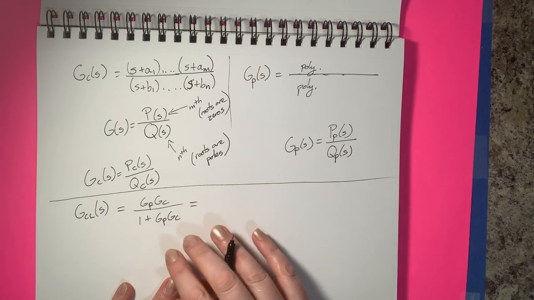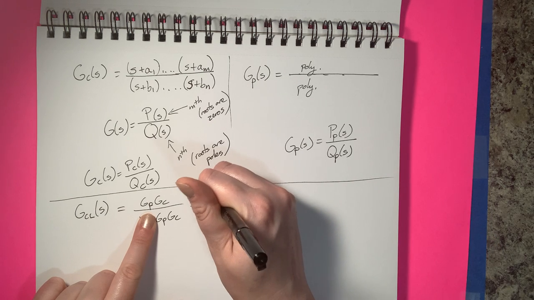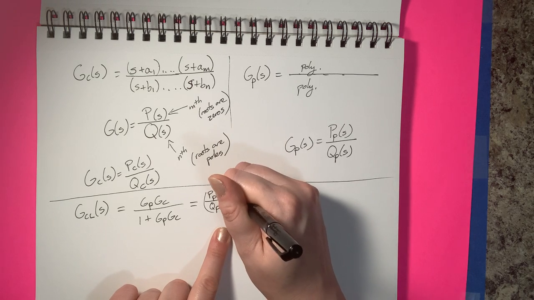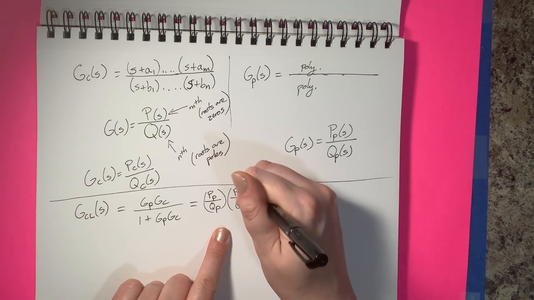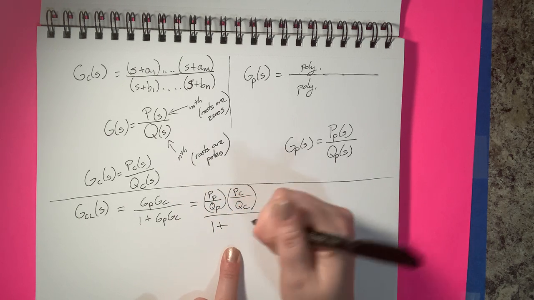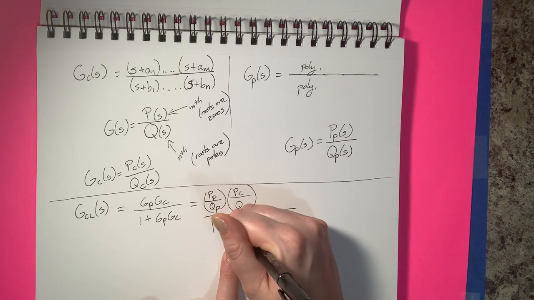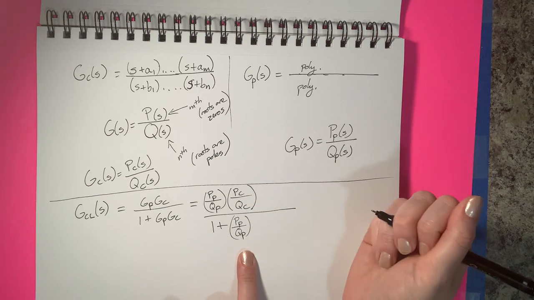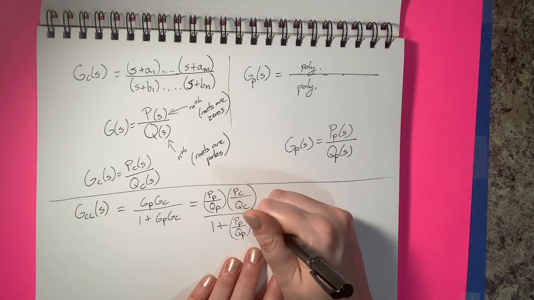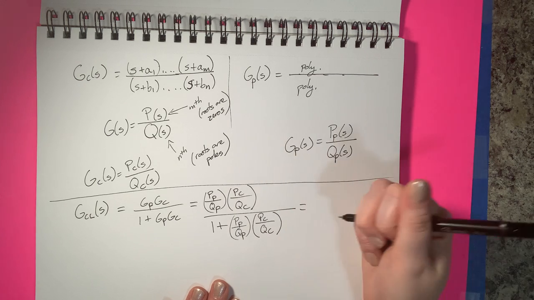We're going to derive this one time. It's going to be useful. Okay, GP, P sub P over Q sub P times P sub C over Q sub C. All right, 1 plus G sub P, which is over here again, P sub P over Q sub P. You might notice that I have dropped the of S just for space. And because we are going to be writing quite a bit. P sub C, Q sub C, right here. Okay, now let's do our multiplication and simplify this out.